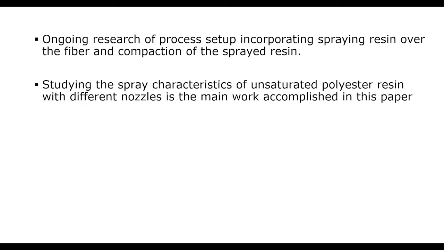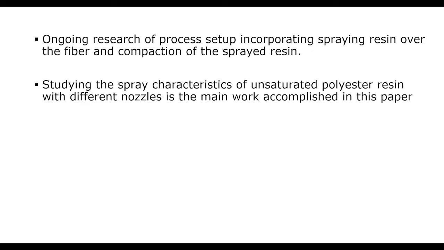This is a process setup which incorporates spraying and compaction. That means there will be a mat, or some textile of fiber, and the thermosetting matrix, or the unsaturated polyester resin, will be sprayed over the fiber, and after the spray it will be compacted, or pushed against the mold, so that it will be infiltrated with the liquid thermosetting plastic. This is the general setup.